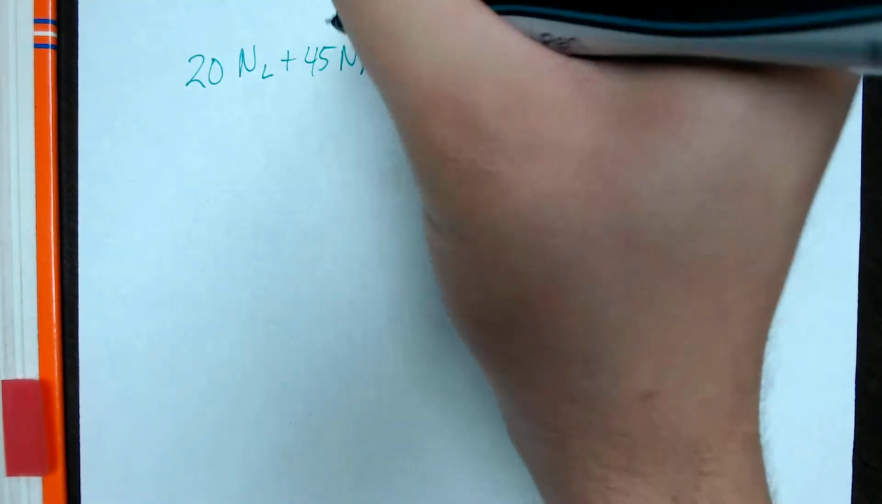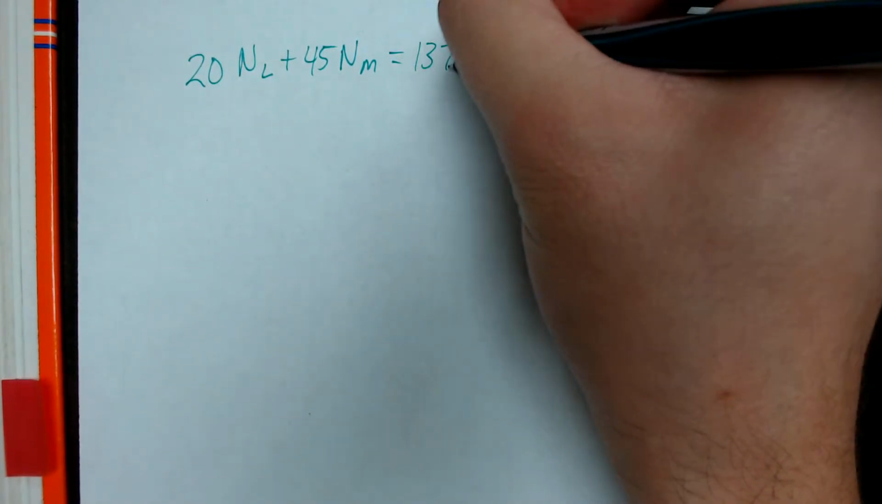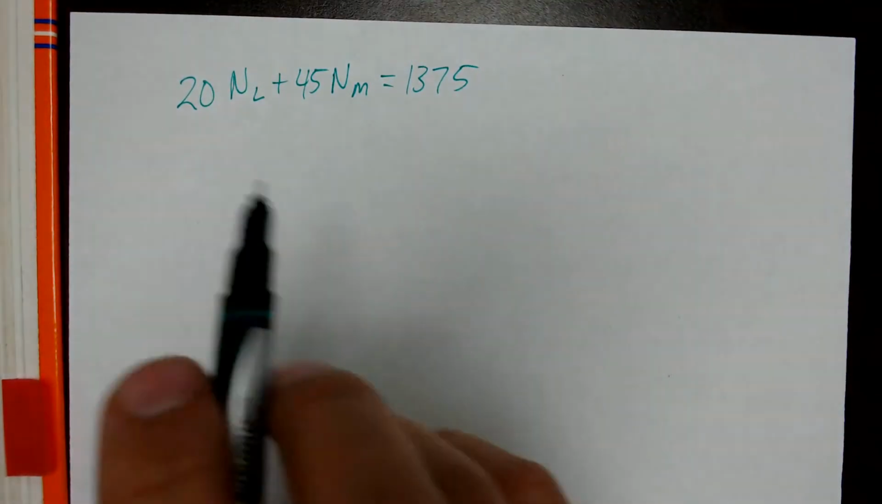They tell us the less expensive dress costs $20 each. So 20 times the number of less expensive dresses. The more expensive ones cost $45 each. And the shop made a total of $1,375. So that's my equation in cost.